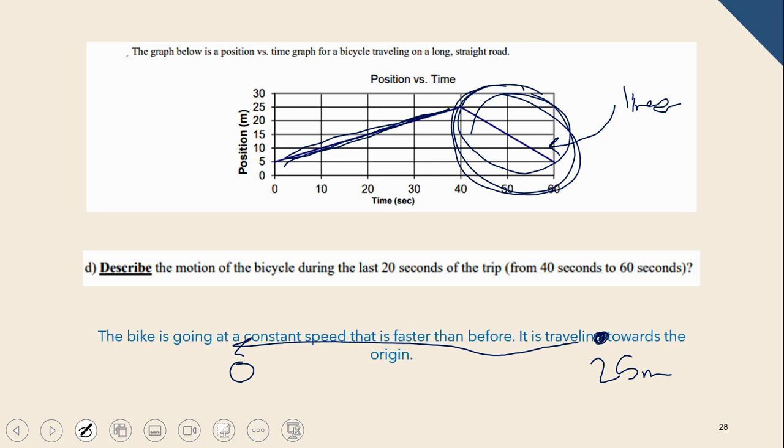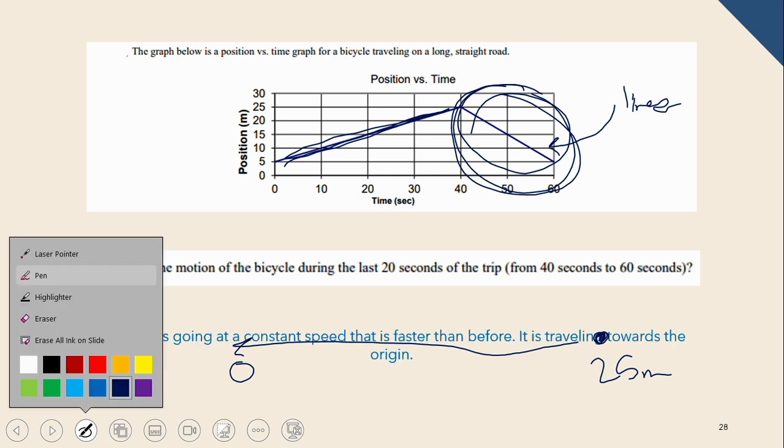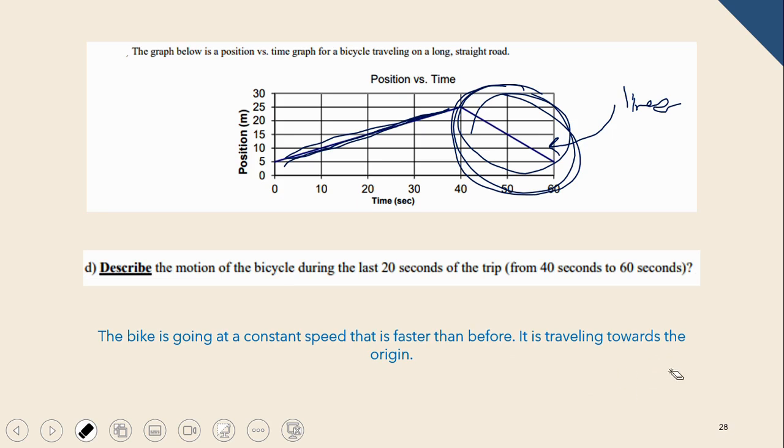There we go. Oh, sorry, the text is a little bit blocked. The bike is going at a constant speed that is faster than before. It is traveling towards the origin, or with a negative velocity.